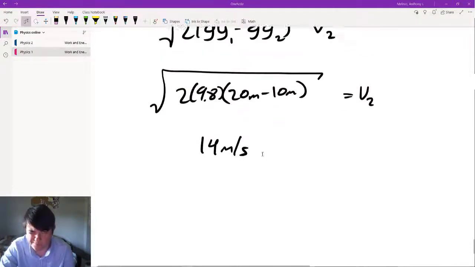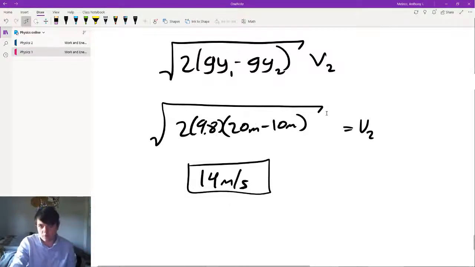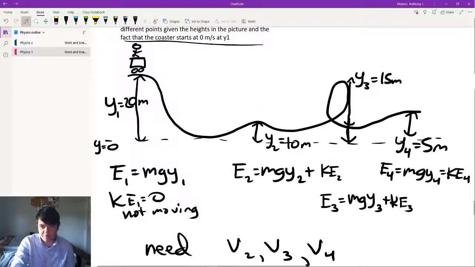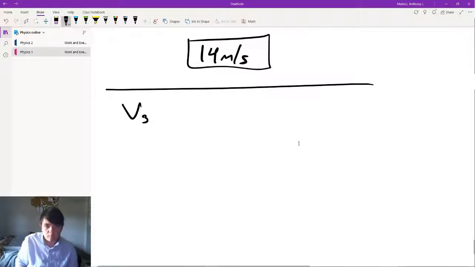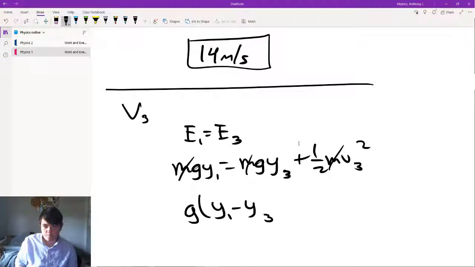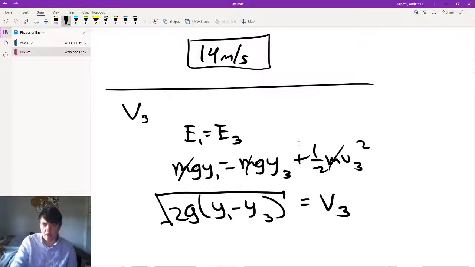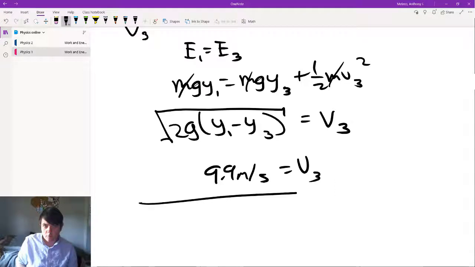Now we need to do the third velocity and the fourth velocity. I'm going to do basically the same thing, and all of this will look the same. It's easier to compare E1 to E3 than E3 to E2 because you have so many more terms. So I'm just going to do the same thing. mgy3, we can cancel the masses, subtract it over, multiply by 2, and we'll get the same thing here. You plug in the new numbers though, and you get 9.9 meters per second. And then you solve for V4 the same way.